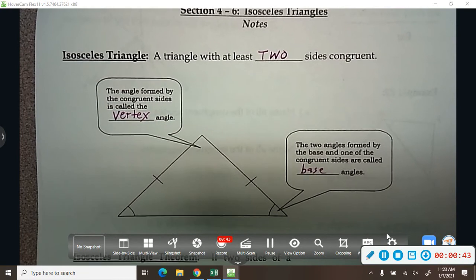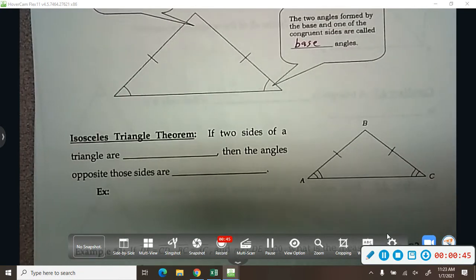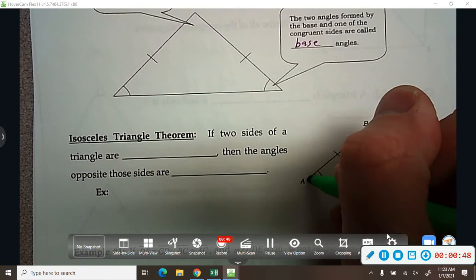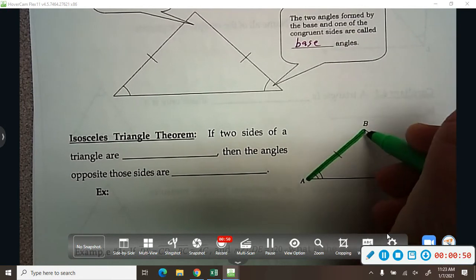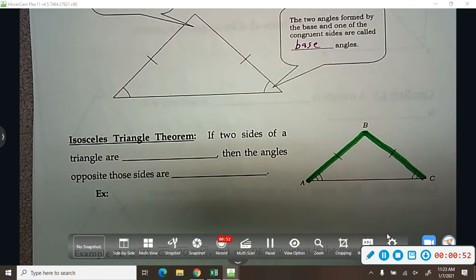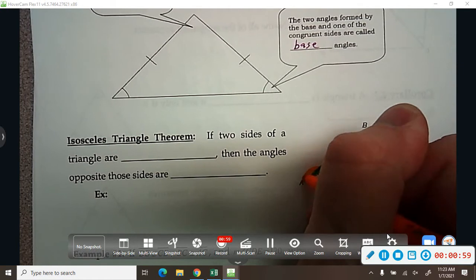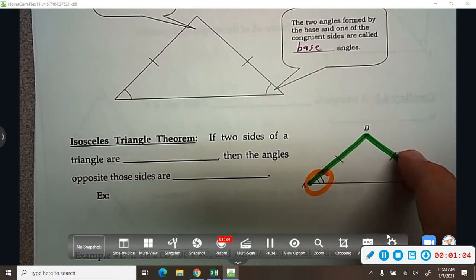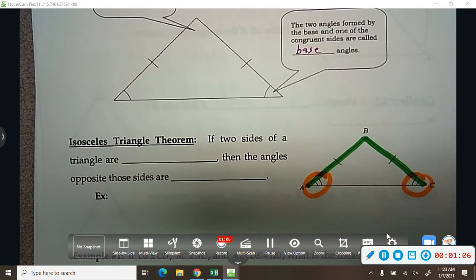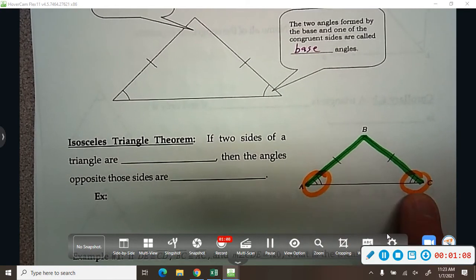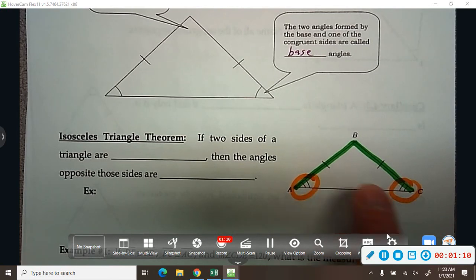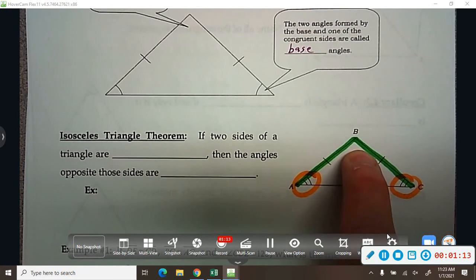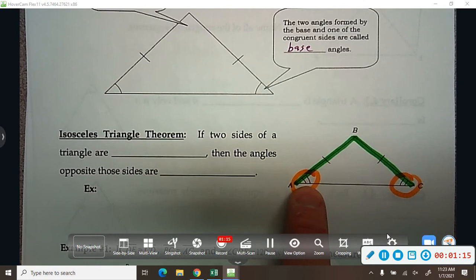So something interesting about the base angles: if we know that this side equals this side, then we also know that these, which are called base angles, are congruent. So if you know the sides are congruent, then the base angles are also congruent. So if this is 40 degrees, that's 40 degrees. If that's 50, that's 50. Now the vertex angle does not have to be congruent, just the base angles.